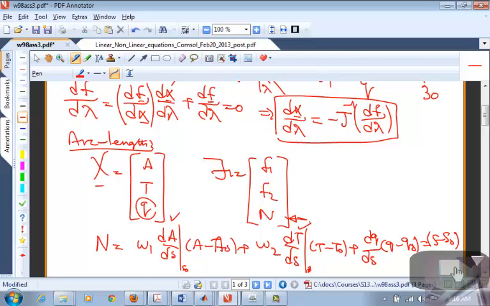And what is W1, W2? These are, in this particular problem, very important. In your problem, it won't be that important. Here it is important. Why? Because A is a very small number, 0.005. T is a very large number, of the order of 300.